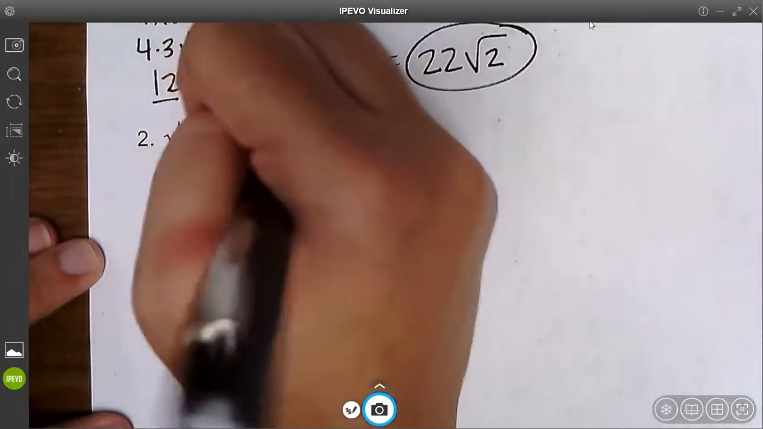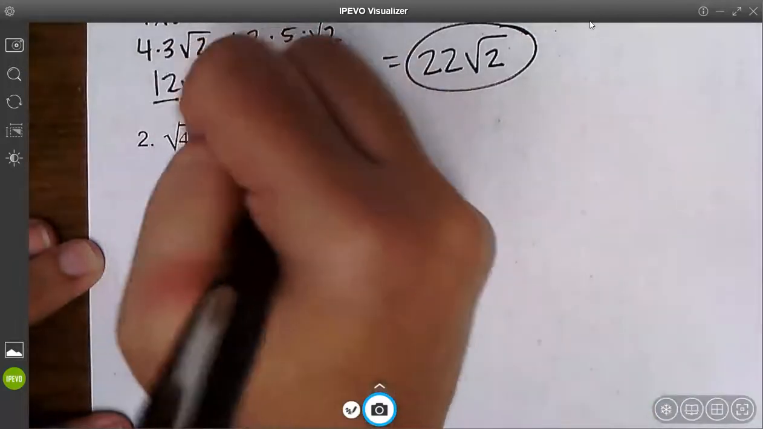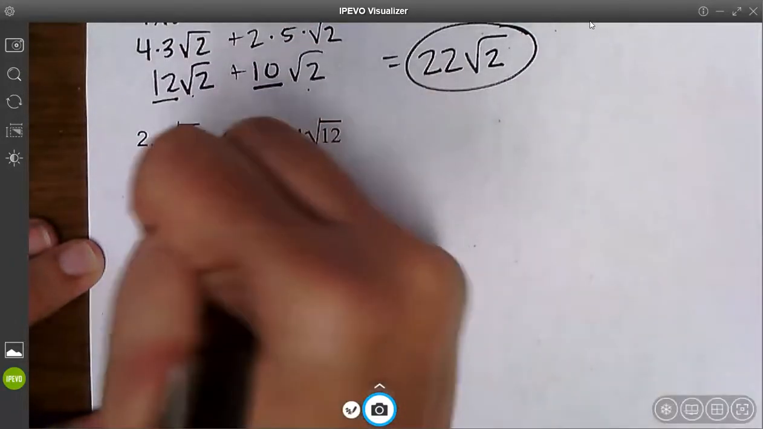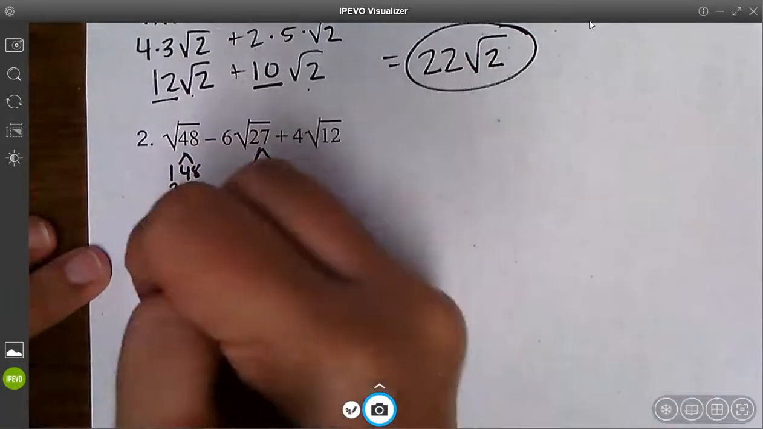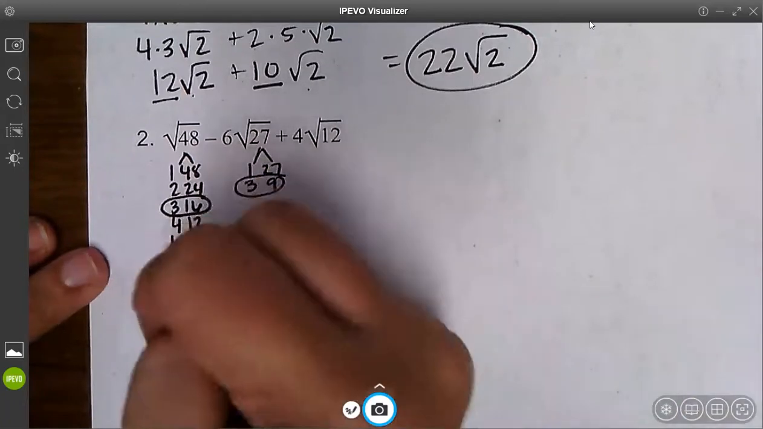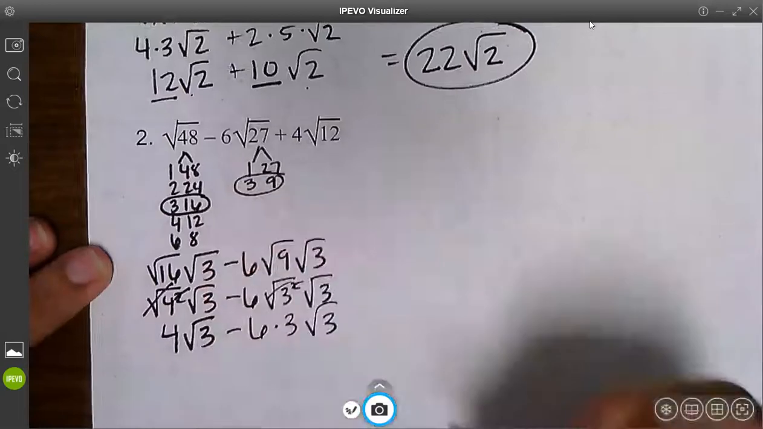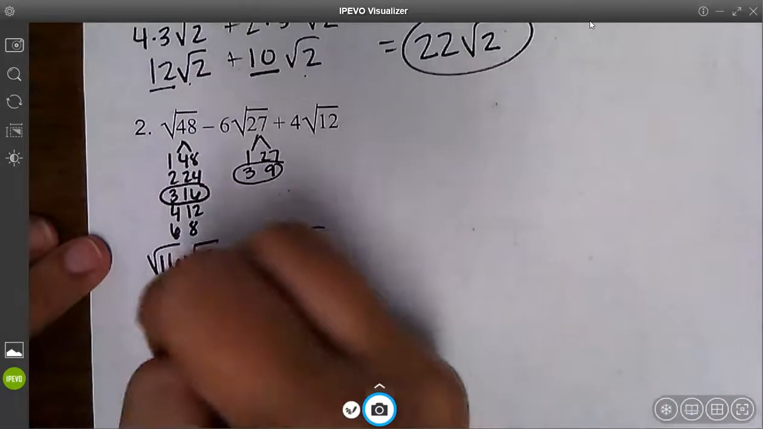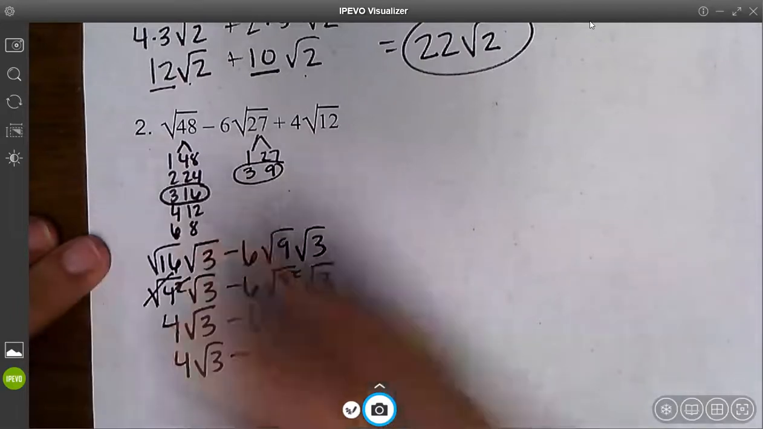27, 1 and 27, 3 and 9. 9 is my biggest perfect square factor. I still have my minus 6 out front. I have the square root of 9 times the square root of 3. 9 is 3 squared. Square root squared cancels. And now I can simplify this. Negative 6 times 3 is negative 18. Bring down my other first one.